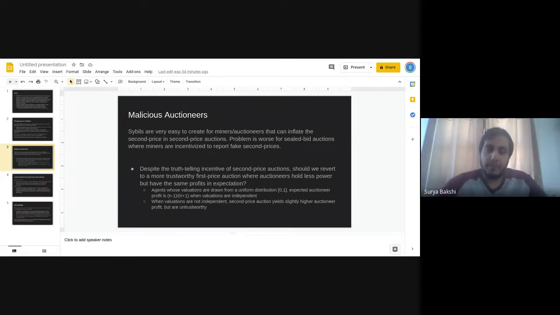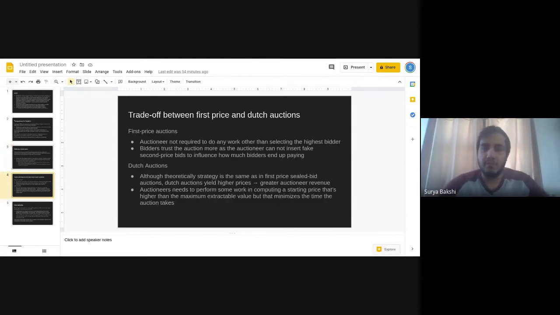So from there, if we do think that first price auctions are the way to go, where bots can have a little bit more trust, more faith in the system, then the question moves to, okay, if we're going with first price auctions, should we consider a Dutch auction? The trade-offs there are quite simple, actually. In first price auctions, auctioneers really don't have to do any work at all, right? They just have to wait and select the highest bid, and they're happy.